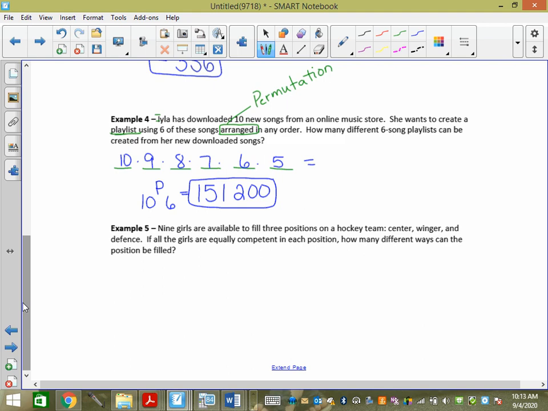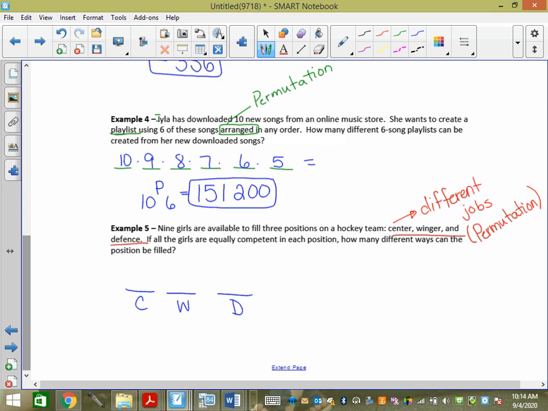And I can do the blanks. Okay? So I can do 3 blanks. This would be center, this would be winger, this would be defense. Right? And I can do that because it's a permutation because I gave them jobs. Different positions, or different jobs, then it's a permutation. And then I can do blanks, yeah.